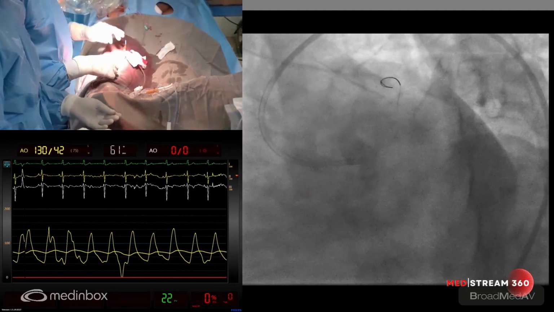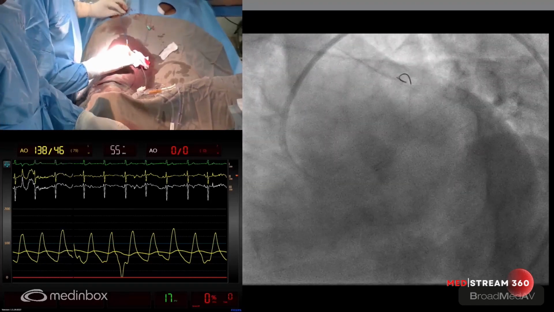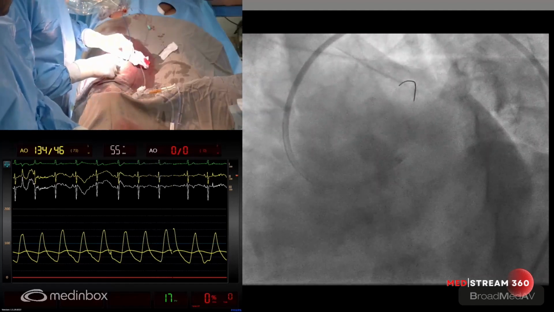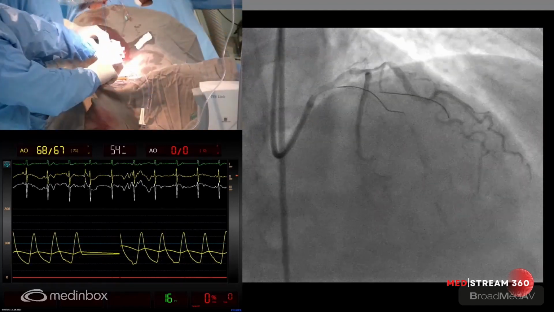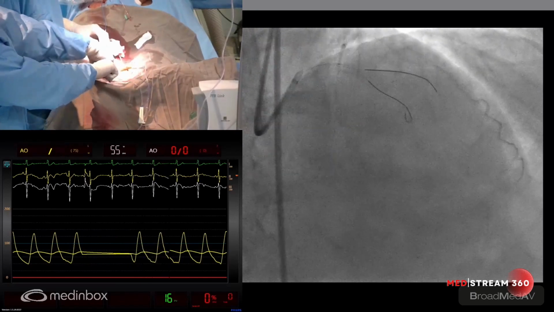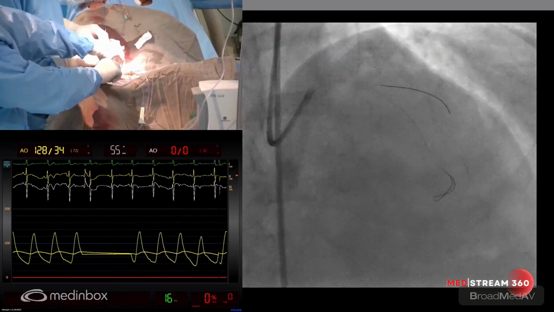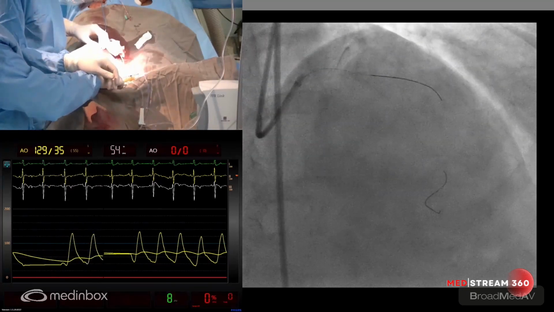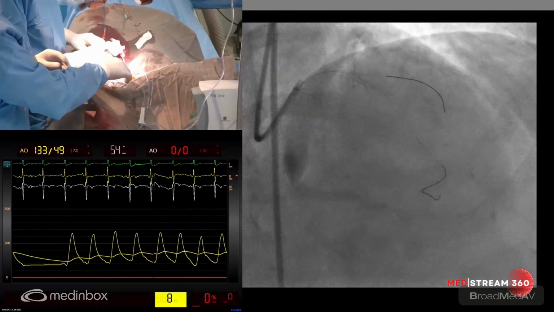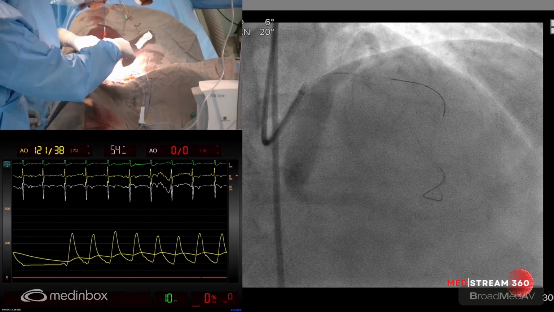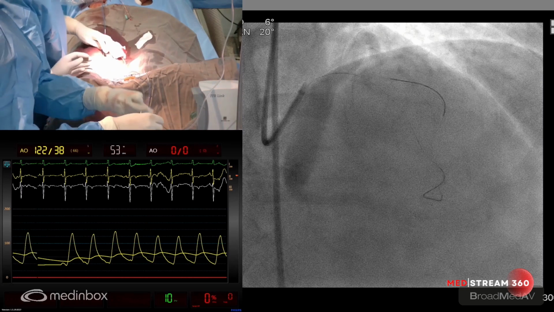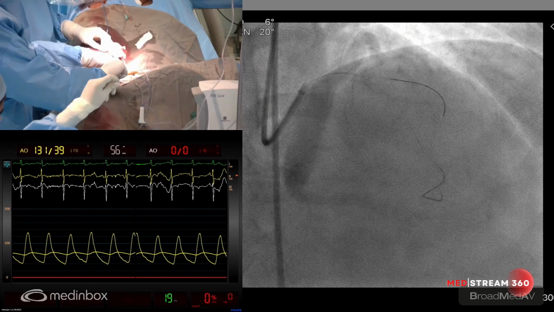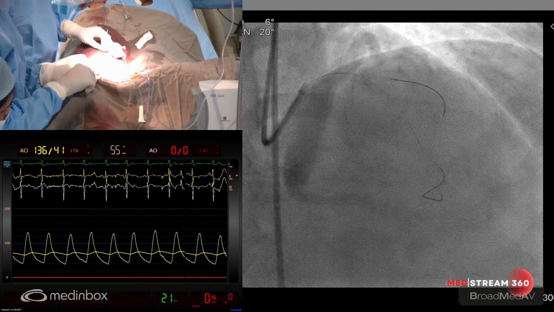So there are two wires. We have the cyan blue in the diagonal, and we're now going to get a wire into the LAD. This is a BMW wire, the 014 wire, which is crossing into the LAD. We had some little resistance, probably because of the tight stenosis. Okay, we've got two wires in, and we will first dilate the LAD and then possibly do an IVUS for you.